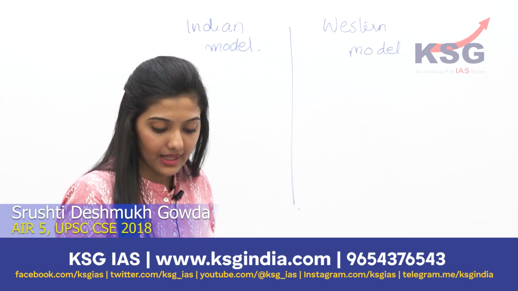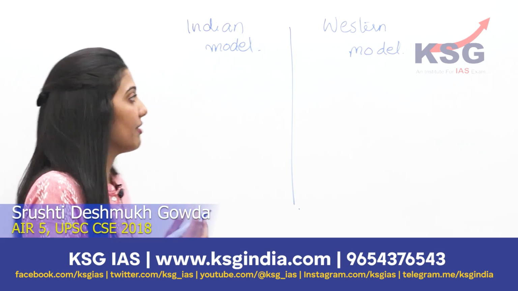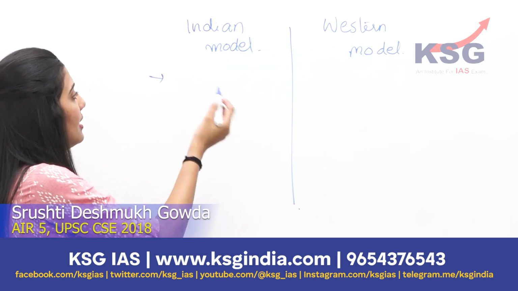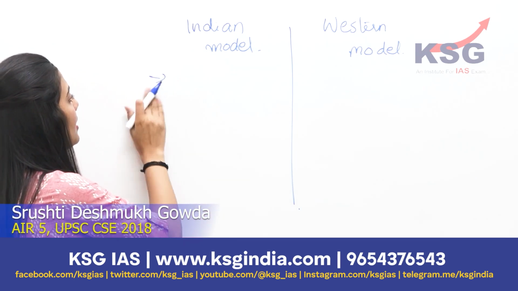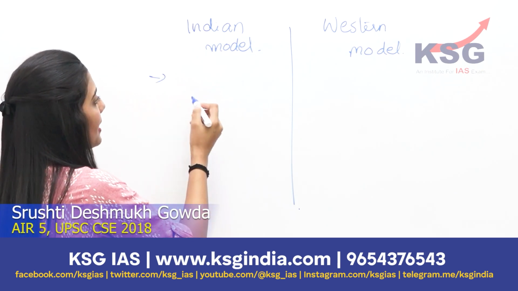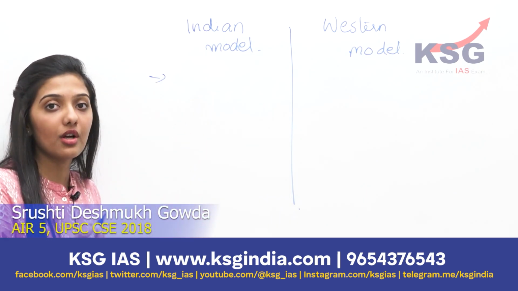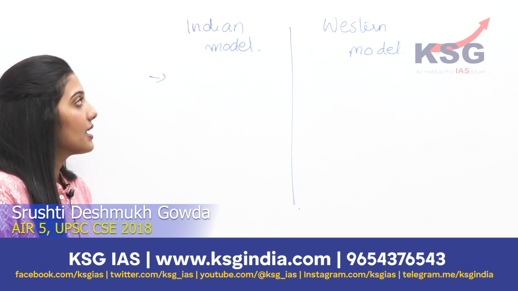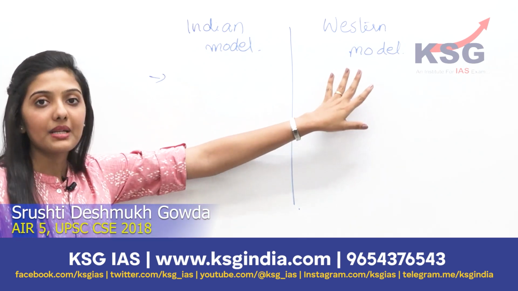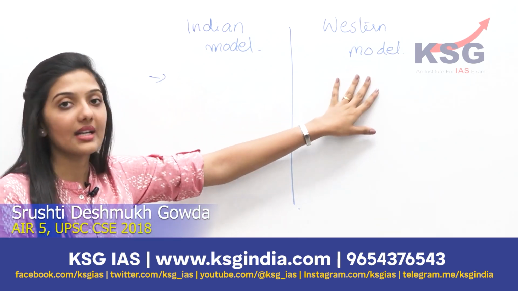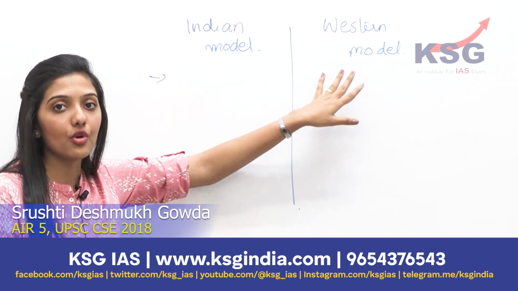So, coming directly to the points, I started with the fact that secularism in India is not completely separated from the state. That's one concept. That's a very basic difference. In the Western model, it's completely separate. It's like the church and the state have their own different domains.